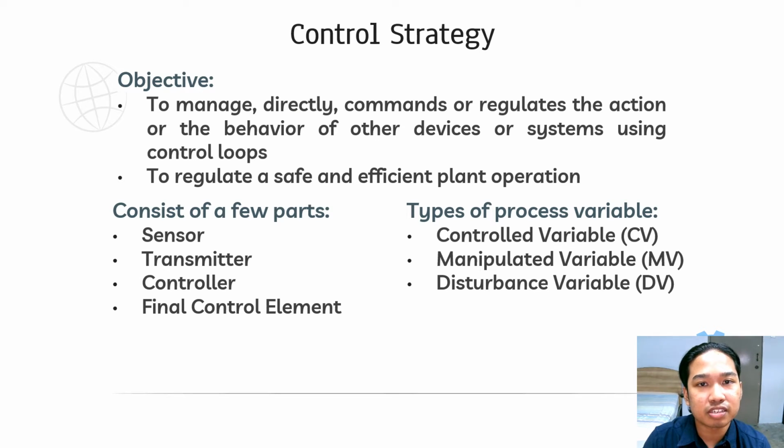Behavior of other devices or systems using the control loop and to regulate a safe and efficient plant operation. The control system consists of a few parts which are sensors, transmitter, controller, and finally a final control element.